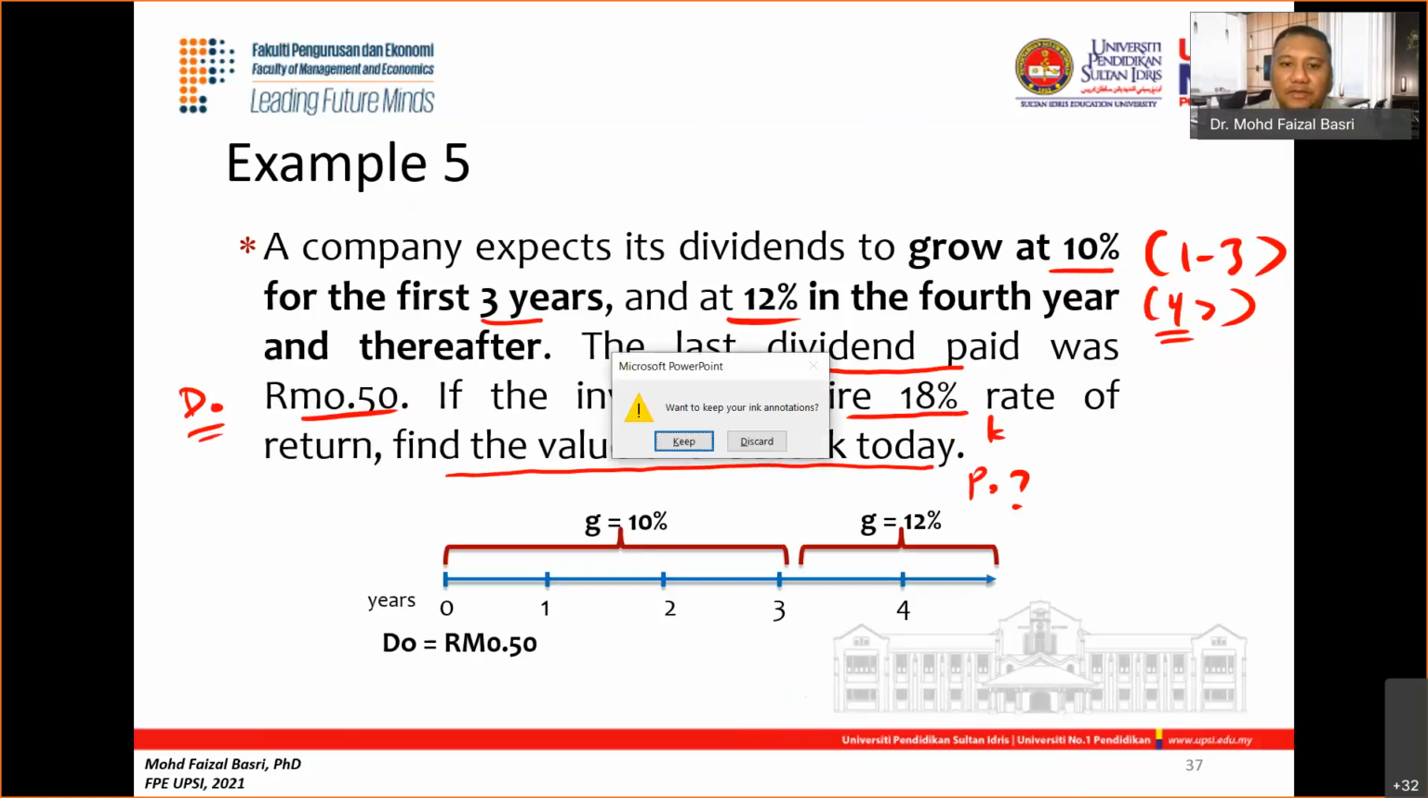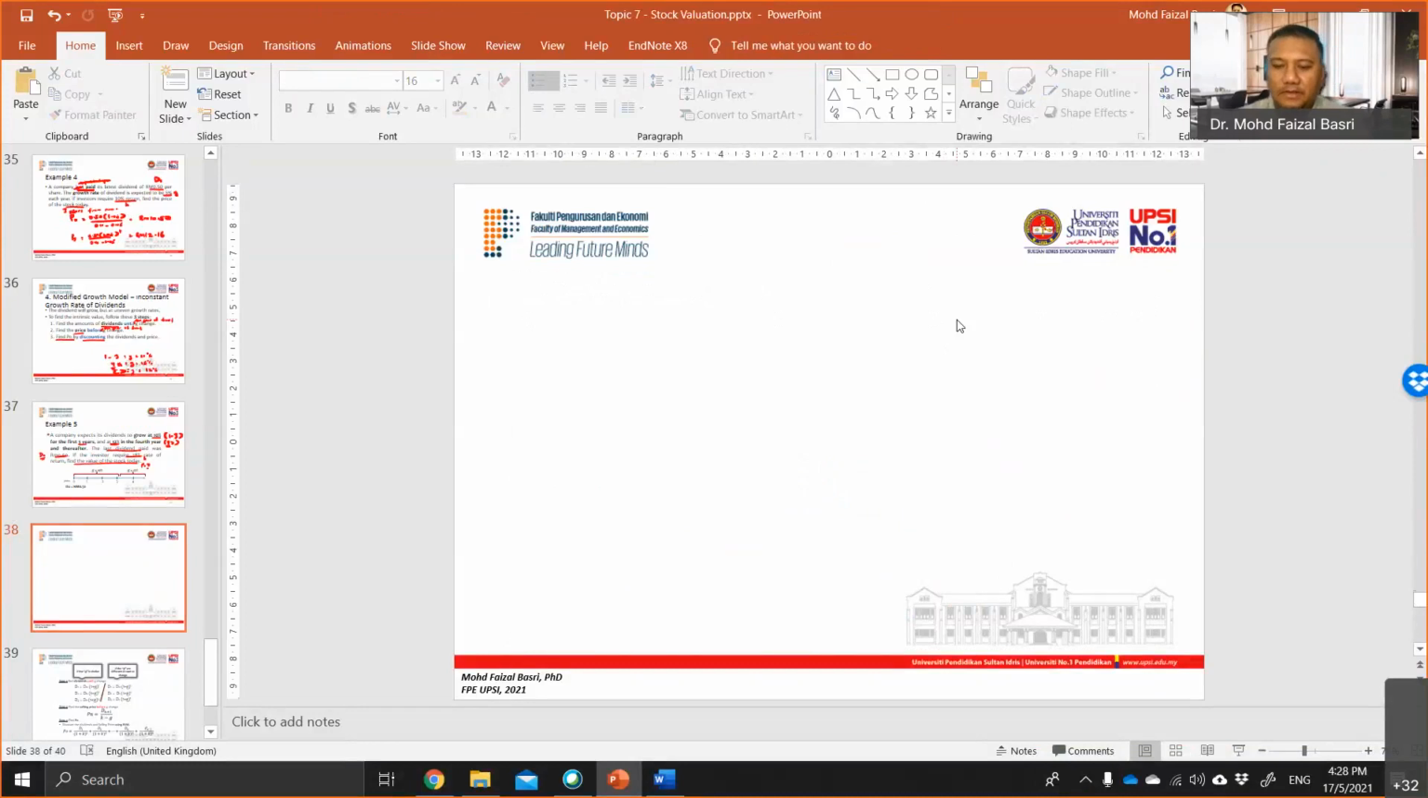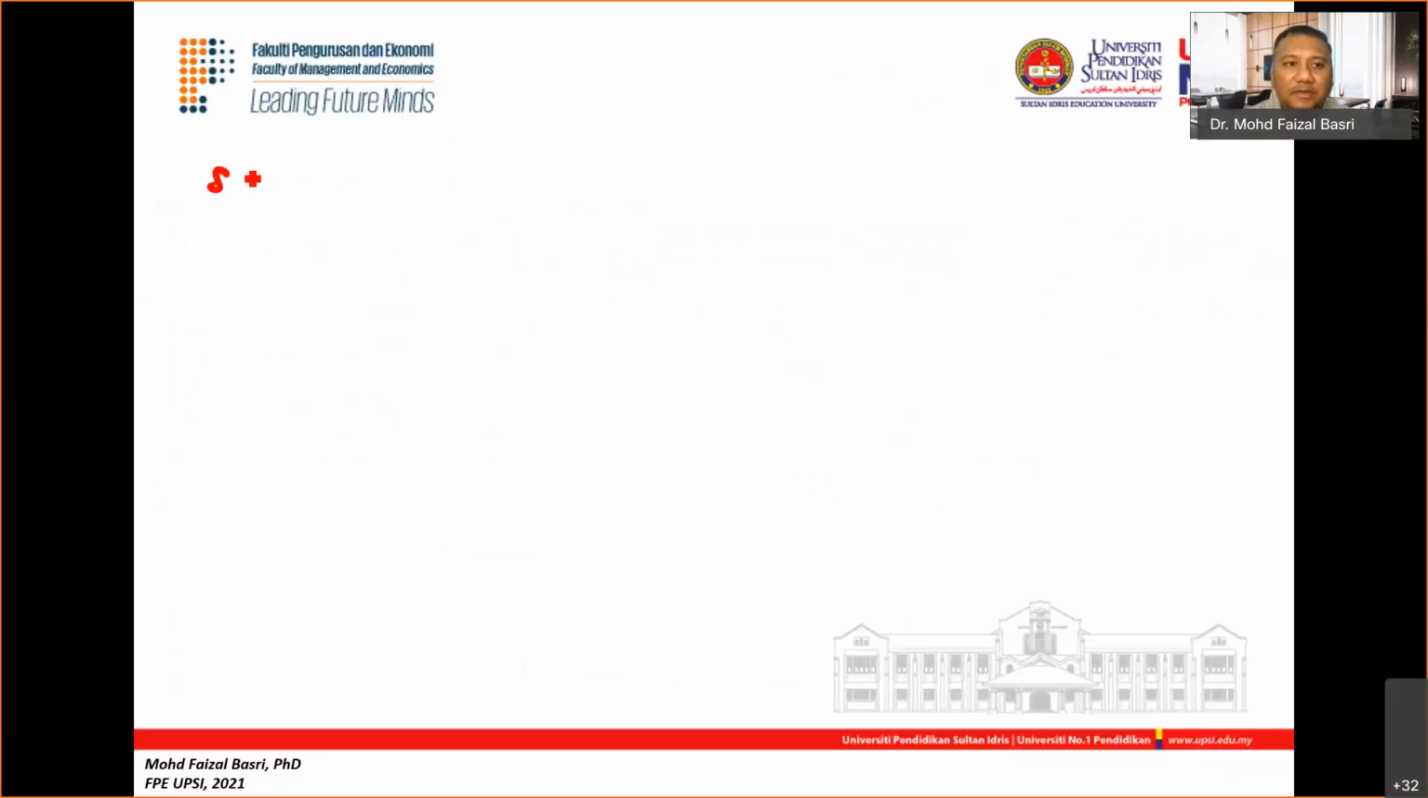Okay, so for this, maybe I use one C page kat sini lah, to illustrate to you. Okay, bear with me. I'll be back and forth between the question and the answer. So we're gonna start with step 1.